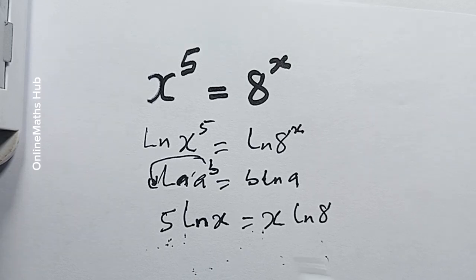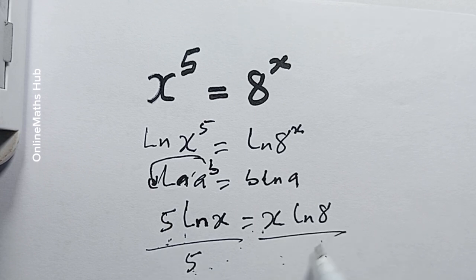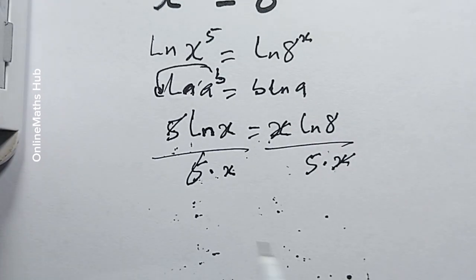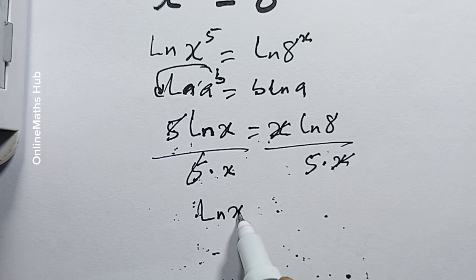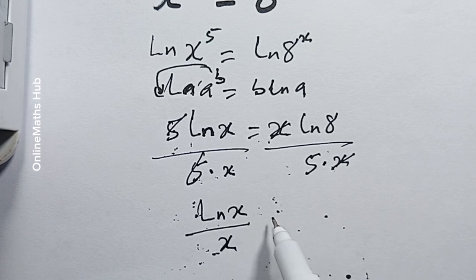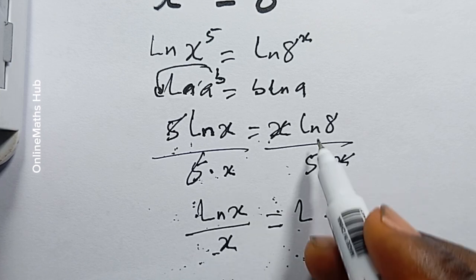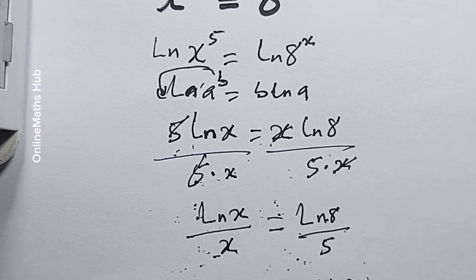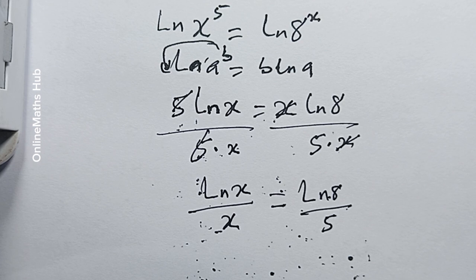Okay, so I want to group the terms, so I'm going to divide by 5 so that I can remove this, and of course I would do the same for both sides. I also want to remove this x, so I will divide through by x as well, so that this cancels this from here and this cancels this from here. Obviously I'm going to have the natural log of x divided by x is equal to the natural log of 8 divided by 5. Okay, so that's what we have at this point.